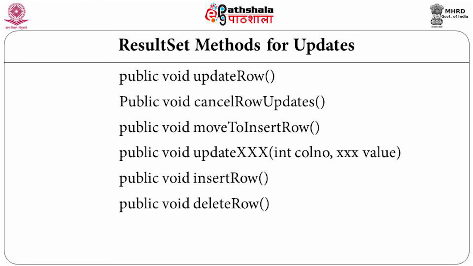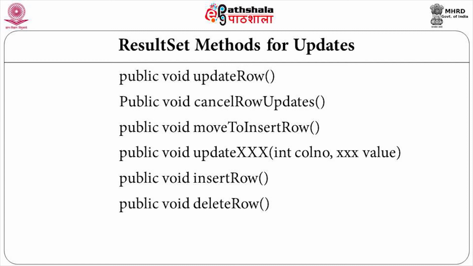The update xxx method takes as parameters the column number and the value to be set in that column for the current row. Everything happens only for the current row. So this will make changes only in the buffer of the current row. The table is not going to be updated by update xxx. Once the changes are done, you have a method called updateRow, which will then put the changes from the buffer into the table.